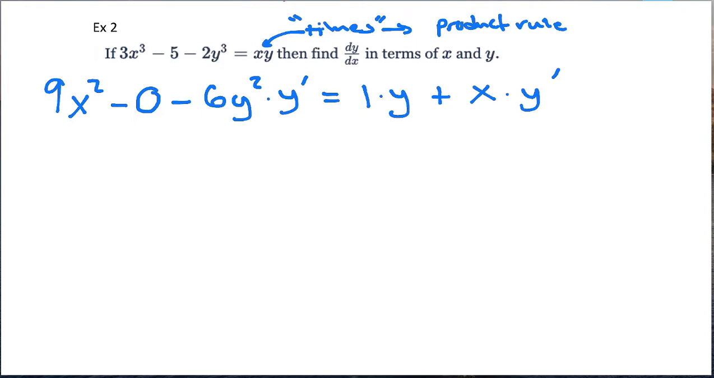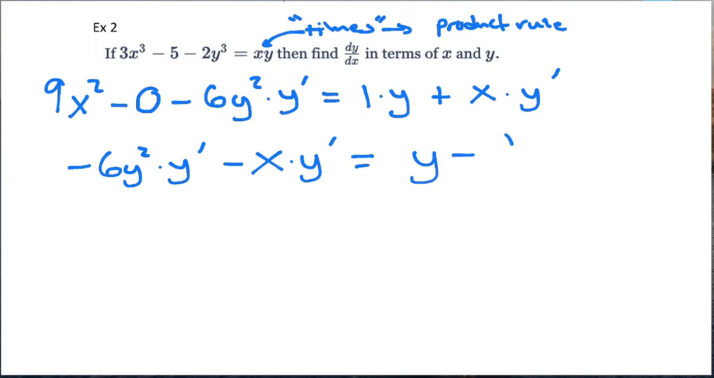Now, I have something where all I need to do is solve for this variable y prime. So I'm going to move all the y prime stuff over to the left side, and I'll move everything that doesn't have a y prime over to the right side. So the minus 6y squared times y prime stays. I move the x times y prime over. And on the other side, I have y minus 9x squared if I move the 9x squared over. The next thing I'm going to do is factor out a y prime.